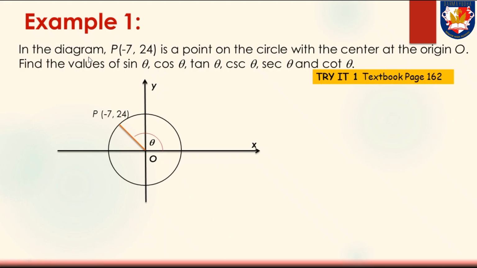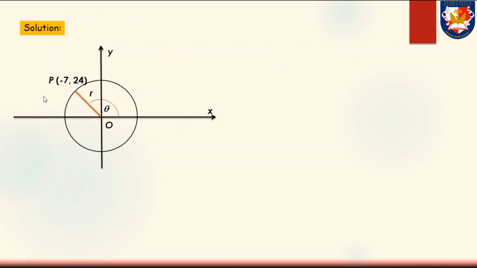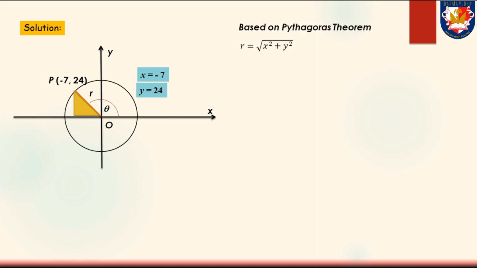Example 1. In the diagram, P(-7, 24) is a point on the circle with the center at the origin O. Find the values of sine theta, cosine theta, tangent theta, cosecant theta, secant theta, and cotangent theta. According to this diagram, from the point P, we have x equals negative 7 and y equals 24. To find the radius, or r, we have to build a small right angle triangle here. Based on the Pythagoras theorem, r equals the square root of x squared plus y squared.